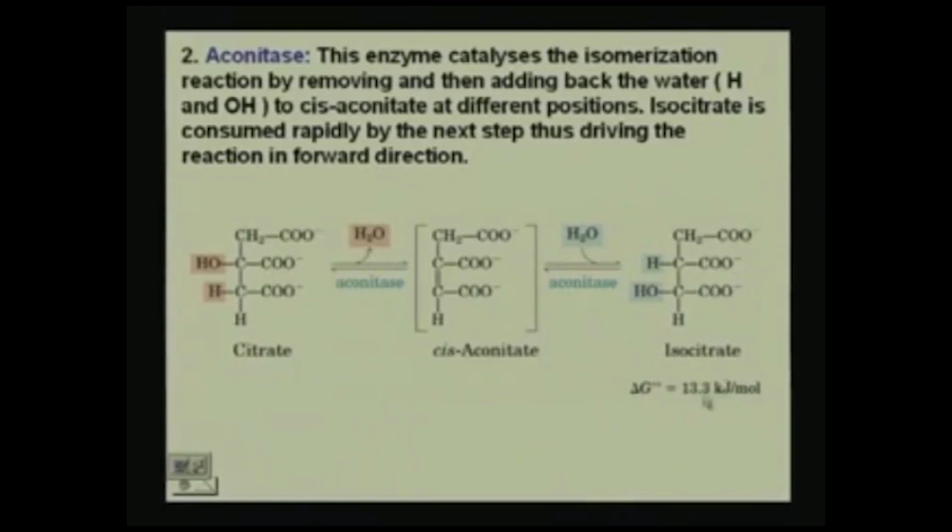Now actually the delta G0 prime, if you see here, is a positive quantity. Okay. But since there is some equilibrium, any little bit of this that is formed is pushed into going into the next step. So eventually what does happen is the reaction is going in the forward direction because the product is being removed. Okay. So that is our second step. So our first step was the formation of citrate by citrate synthase. The next step is the formation of isocitrate.